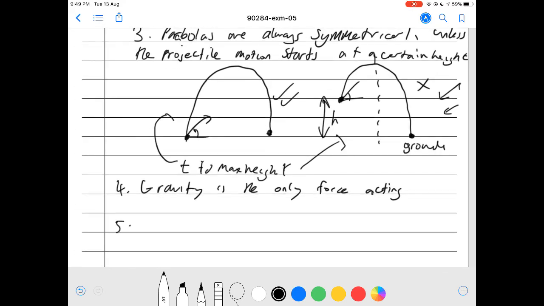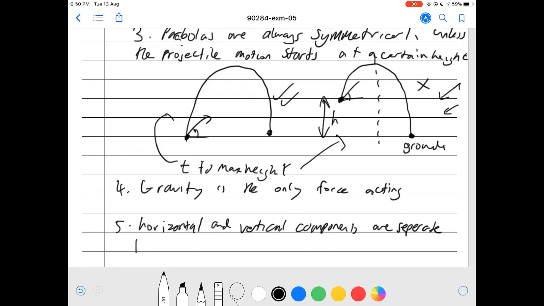Alright, number 5, horizontal and vertical components are separate. So you can separate these two. One's the vertical component, one's the horizontal component. They're both two different types of information. So when you're answering the questions, you can split it up into horizontal component and vertical component information. Do not combine them.